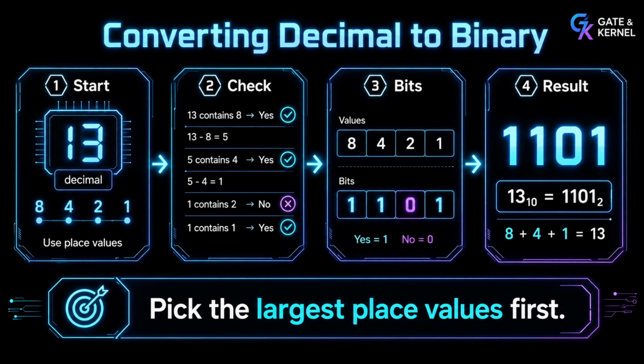Chapter 10. Converting decimal to binary. Suppose we want to convert decimal 13 into binary. Use the place values 8, 4, 2, and 1. 13 contains 8, so the first bit is 1. 5 remains. 5 contains 4, so the next bit is 1. 1 remains. 1 does not contain 2, so the next bit is 0. 1 contains 1, so the last bit is 1. The result is 1101.